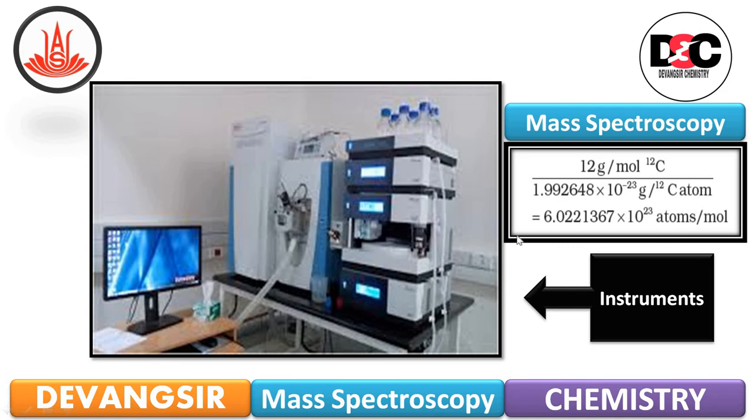By mass spectrometry, they calculated it by dividing 12 gram, that is the mole of carbon-12, by 1.992648 × 10^-23 gram. Then you get 6.0221367 × 10^23 atoms per mole. This is the instrument.